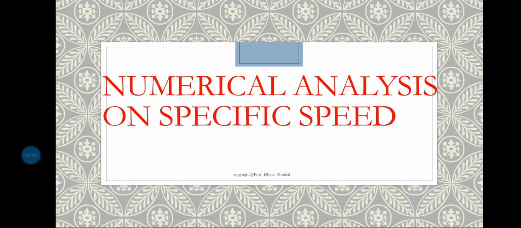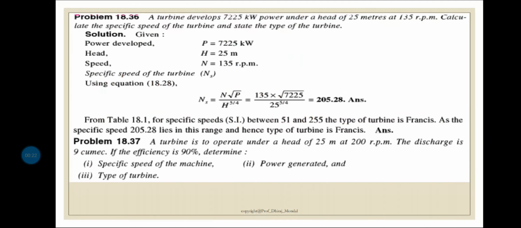Today we are going to discuss fluid machinery numerical analysis, and specific speed numerical analysis. Last class we discussed the derivation of specific speed, and here we are going to solve the numericals. So let us discuss.